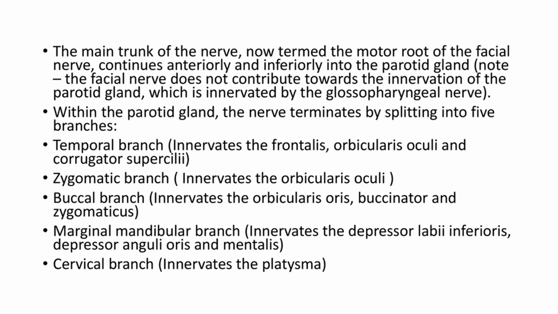Buccal branch, which innervates the orbicularis oris, buccinator, and zygomaticus muscle. Marginal mandibular branch, which supplies depressor labii inferioris, depressor anguli oris and mentalis. And last we have the cervical branch which innervates the platysma. Here is a pic which shows us the innervations of the branches.